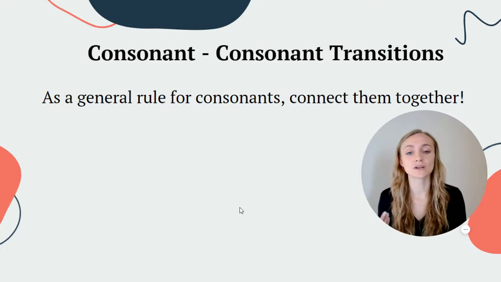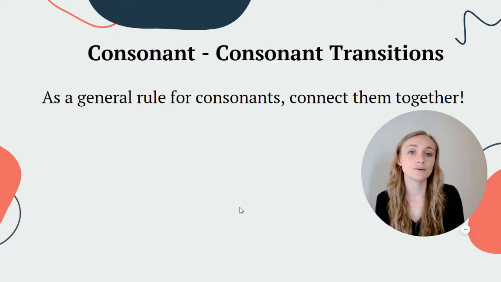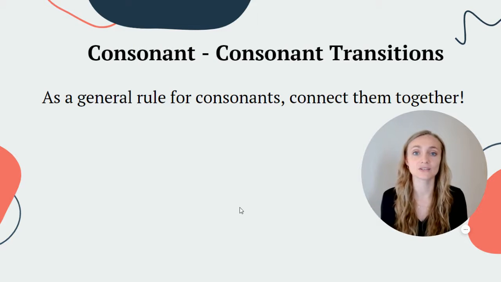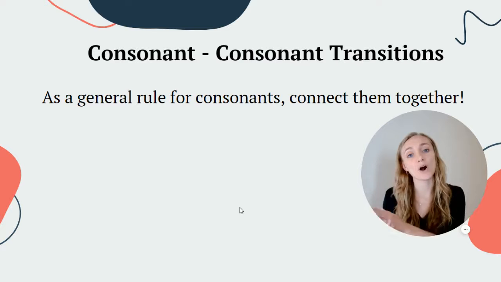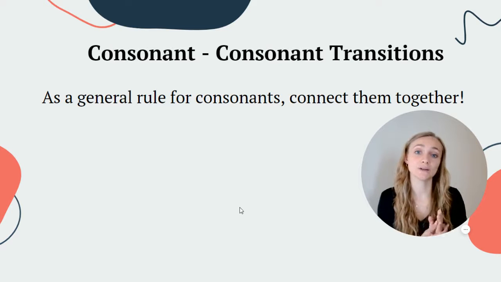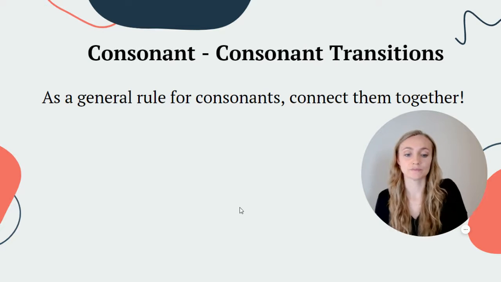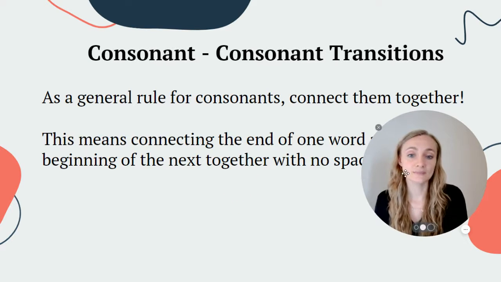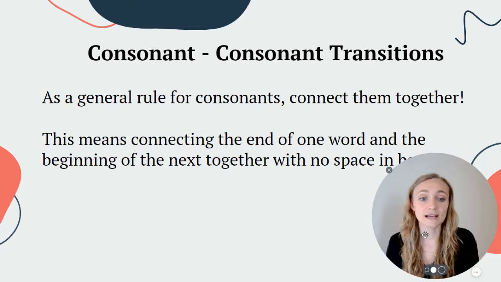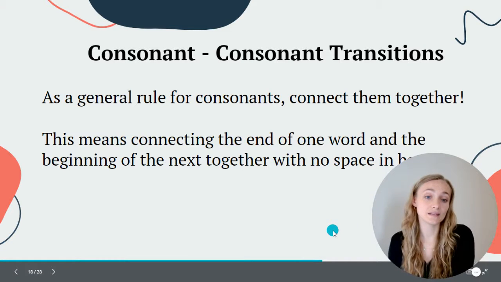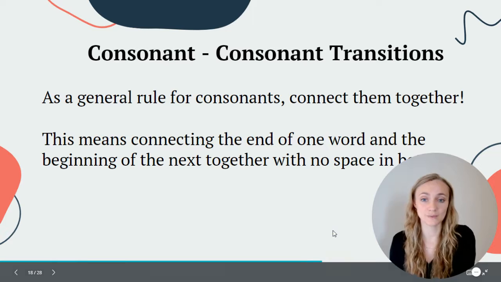As a general rule for consonants, what we're going to do is connect them together. Just like we've been doing for other aspects of connected speech, instead of making a pause or stopping in between words, we're going to connect them together, okay? As a general rule. This means that we're connecting the end of one word and the beginning of the next with no space in between.